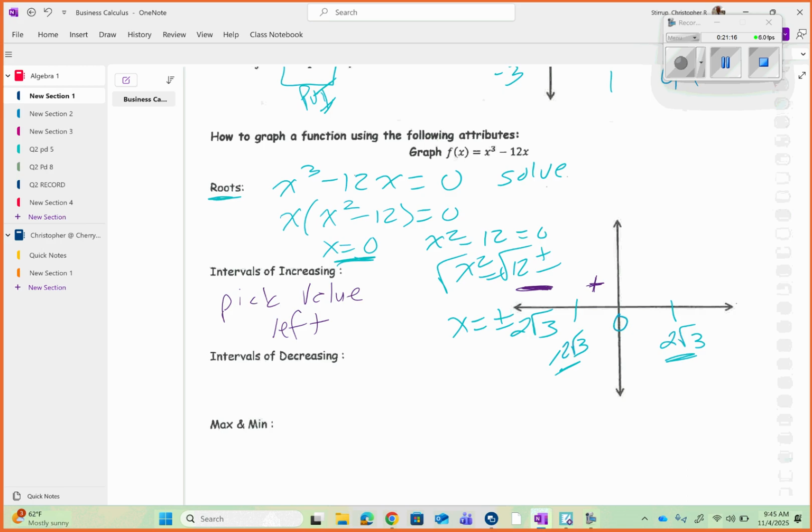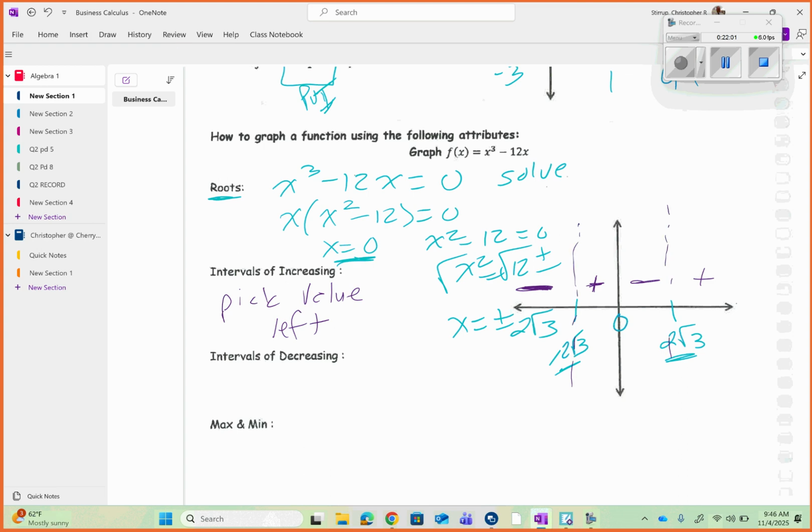Then I want to pick a value in between 0 and 2 root 3, like 1. If I take 1 and plug it in, I get 1 times 1 times 1, which is 1. 1 minus 12 is negative 12, positive or negative? Negative. And then if I pick a value to the right of 2 root 3, like 10, and plug it in, 10 times 10 times 10 is 1,000 minus 120. 1,000 minus 120 is positive or negative? Positive.